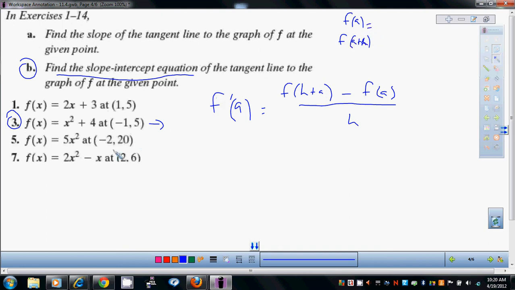F of a, you just plug a in for every x. Just like if you were to plug in f of 3, you'd plug 3 in for every x, same thing. So if I plug a in for x, that simply becomes a squared plus 4. And then I'm going to do the same thing. I'm going to plug a plus h in for x. So this becomes (a plus h) squared plus 4. You simply plug a into your equation and a plus h into your equation. Before I go any further, are there questions about where I got these?